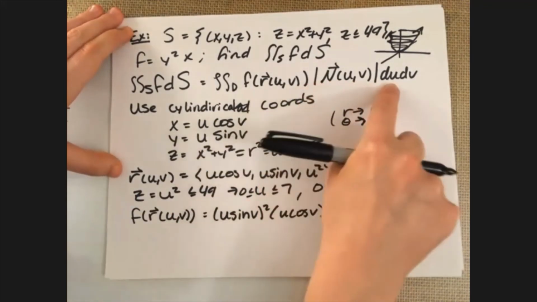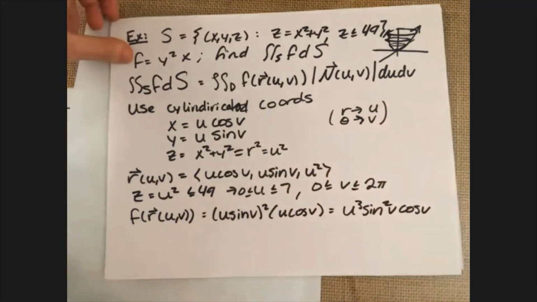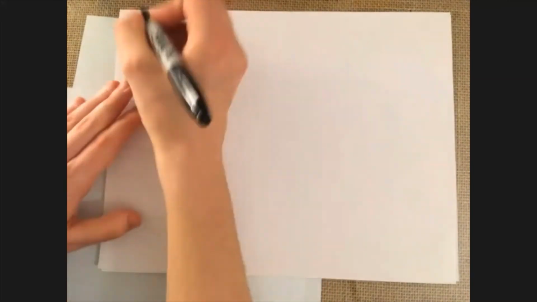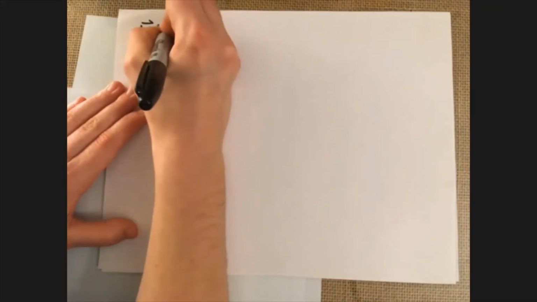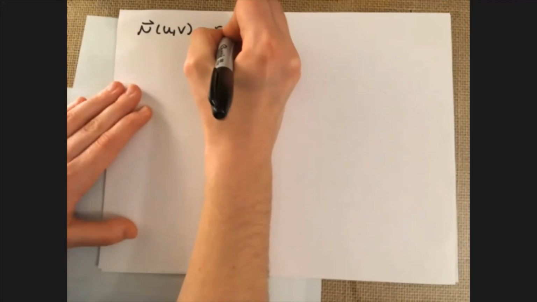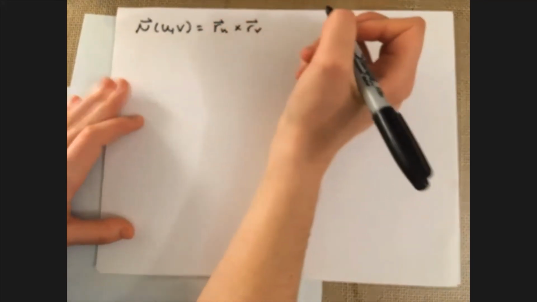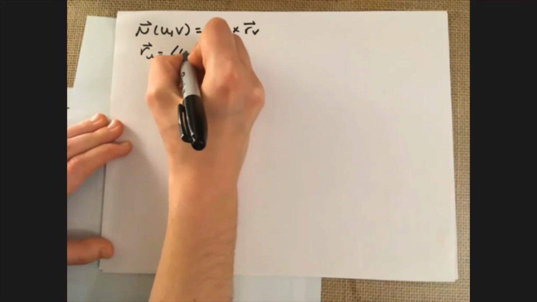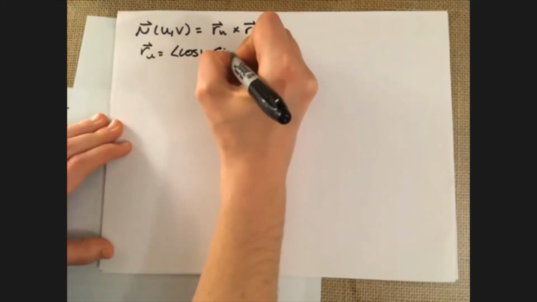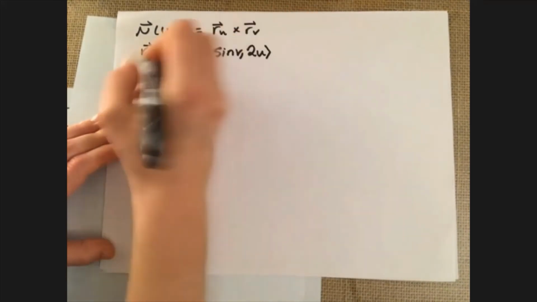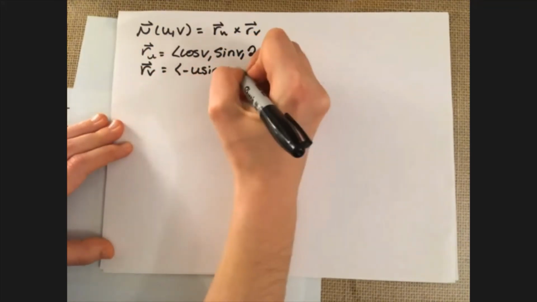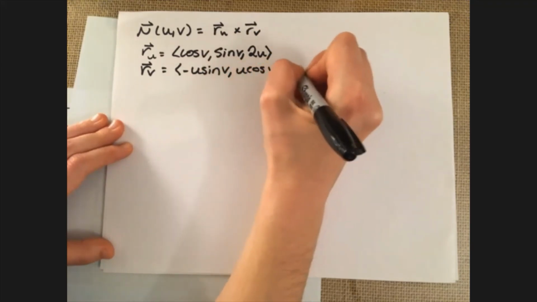this piece right here, and I'm going to get a new page to do that. So n of u v is equal to r_u cross r_v. So r_u is equal to cosine v, sine v, 2u. And r_v is equal to negative u sine v, u cosine v, 0.